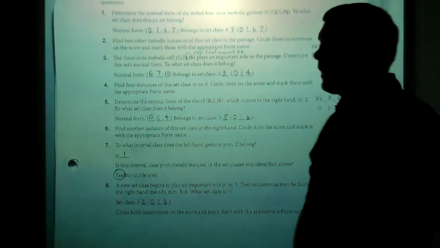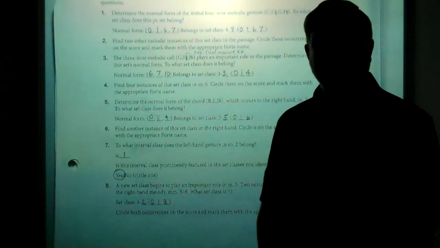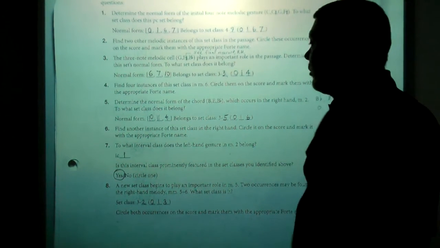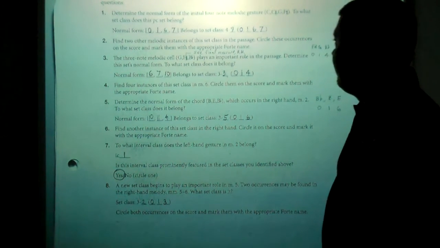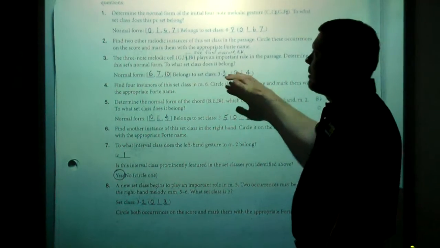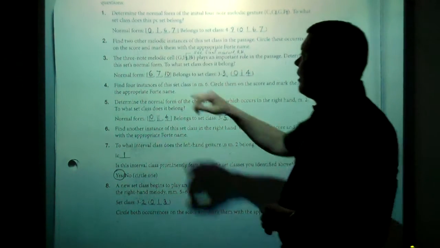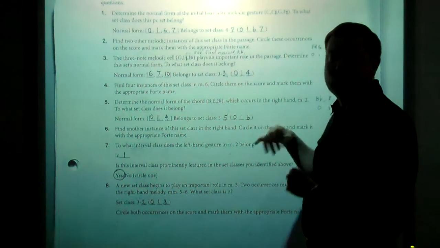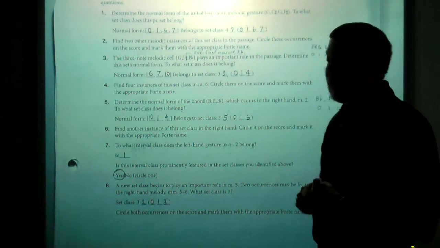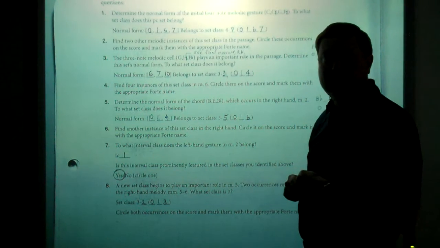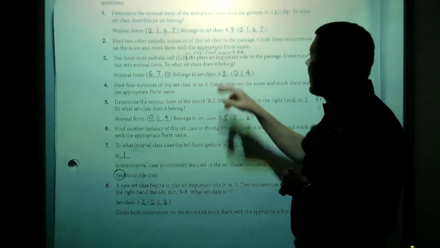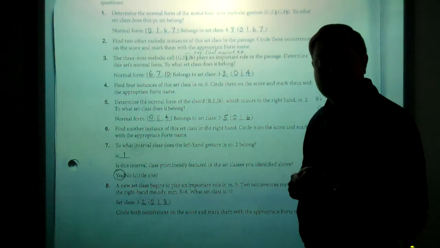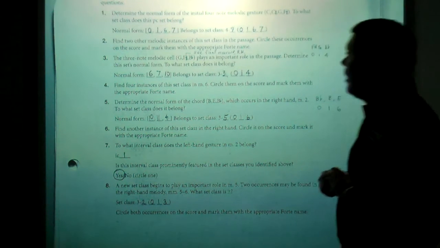My video camera is telling me I have 7.5 minutes left, so I better quickly get through the rest of this review. I believe I was talking about question number 3. The normal form is 6, 7, 10. The set class or prime form is 0, 1, 4. And again, if you wanted to find the Forte name for that, it actually is 3-3.